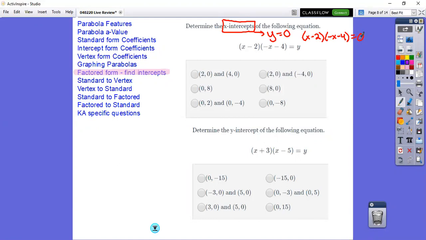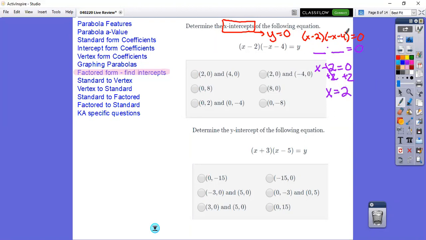Well, in order to get two things that multiply together to equal zero, either the first or the second has to be equal to zero. What we're going to do right now is just set both of them individually equal to zero. So the first thing, x minus 2, set it equal to zero. If you add 2 to both sides to solve this equation, you end up with x is equal to 2. So you know that that's one of your answers.